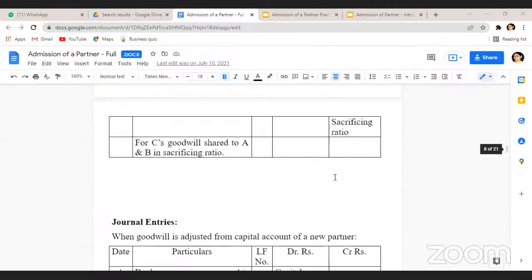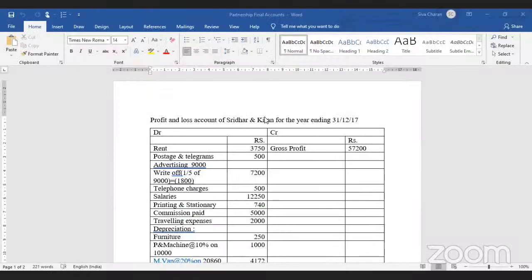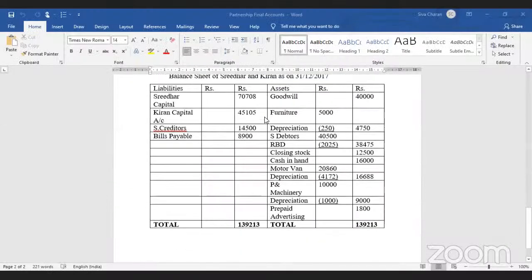Here is the share. One second. Admission of a partner, my PPT. And it's showing the same.